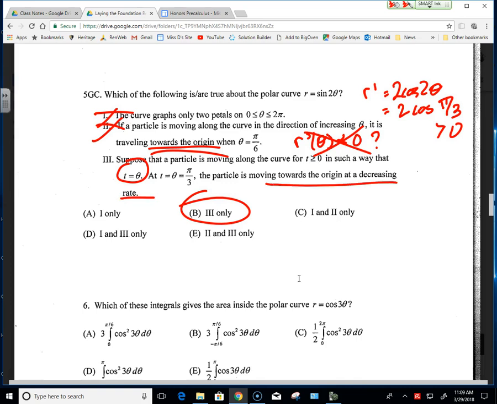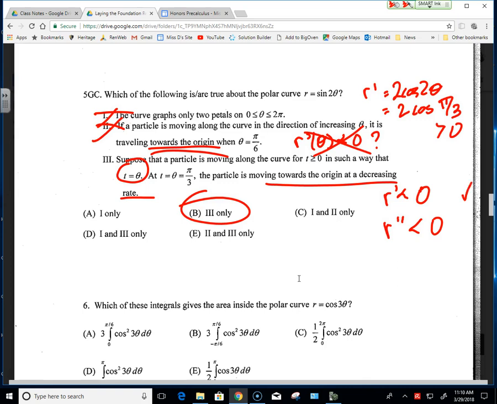Towards the origin, r prime less than 0. At a decreasing rate, r double prime less than 0. True? So, my angle is now pi over 3. Plug in pi over 3. Can't I now say 2 pi over 3 cosine is negative, so this is true?